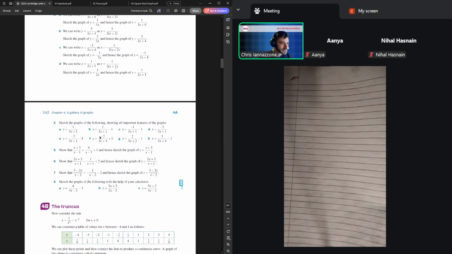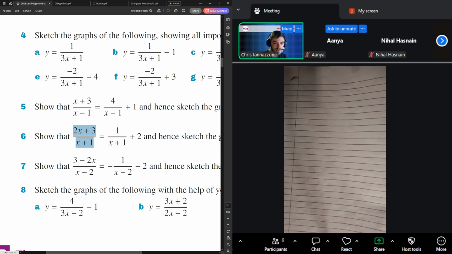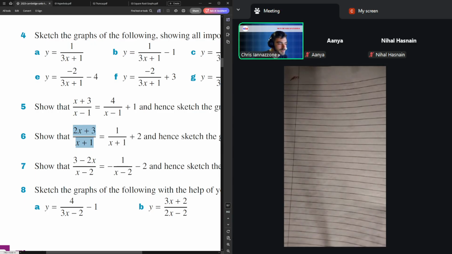What you're highlighting here is that sometimes hyperbolas can look something like this. In fact, if we have a look at question 5, question 6, question 7, they all have the same sort of idea, where the left-hand side is an equivalent way of expressing the right-hand side. When you have this left-hand side over here, you can still solve your x and y intercepts. That's perfectly fine. You're just having x equals 0, y equals 0. Nothing will stop you from doing that.